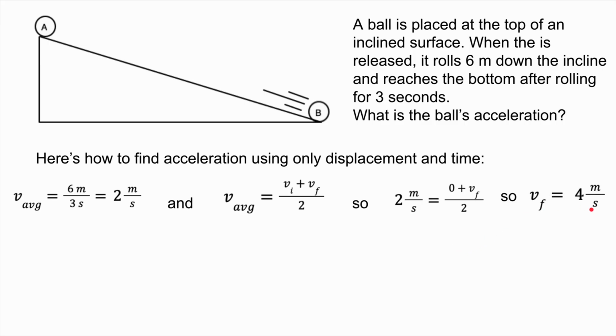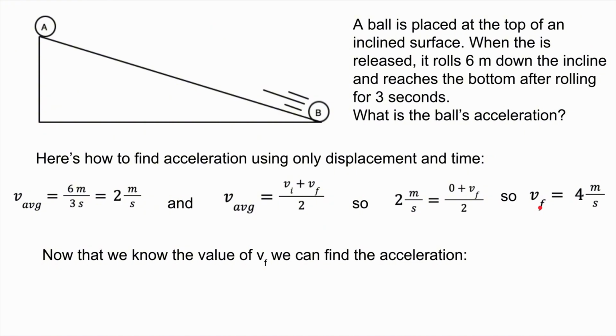Here's the big takeaway. You ready? So when you have a problem like this, use your average velocity, and as long as it starts from rest, all you have to do is double it. Multiply it by 2. Take the average velocity, multiply it by 2. That's the final velocity. It's a really good trick to know.